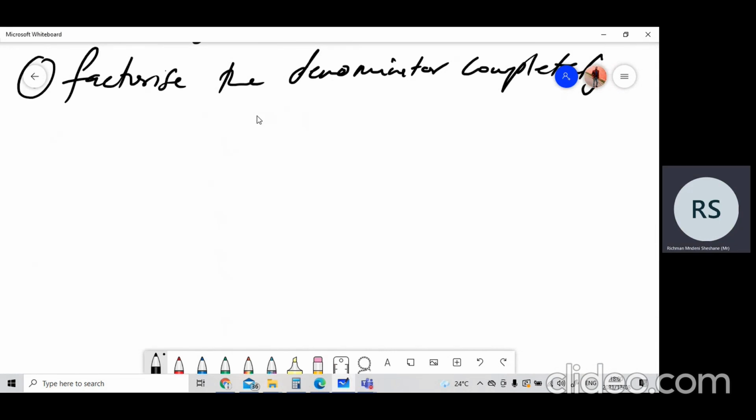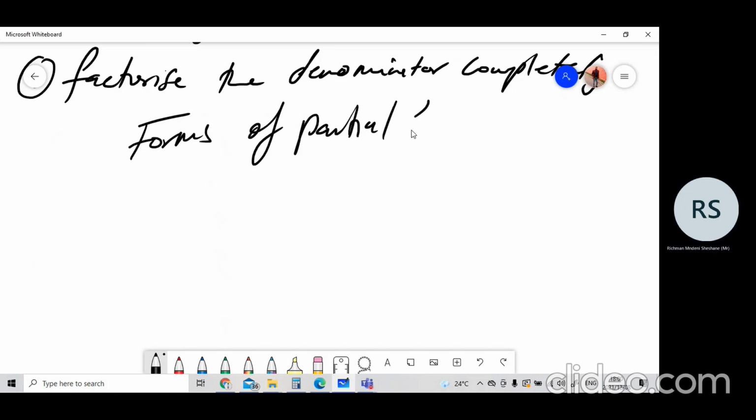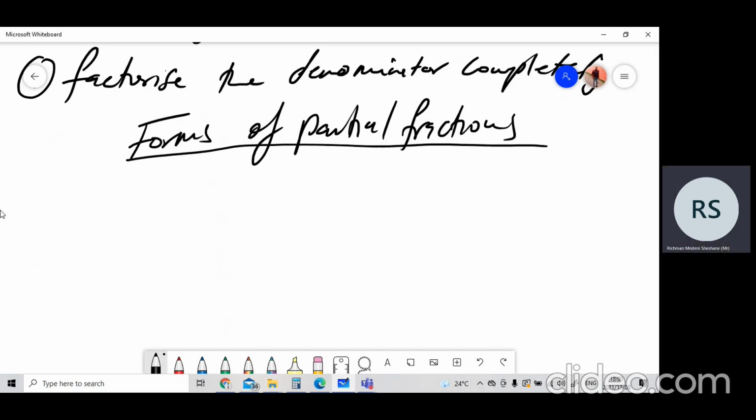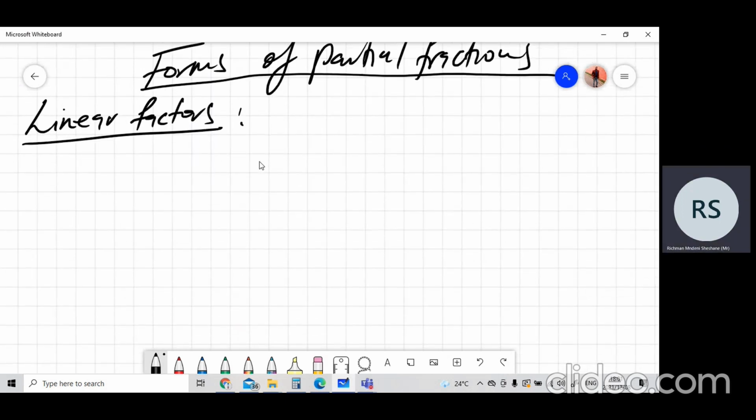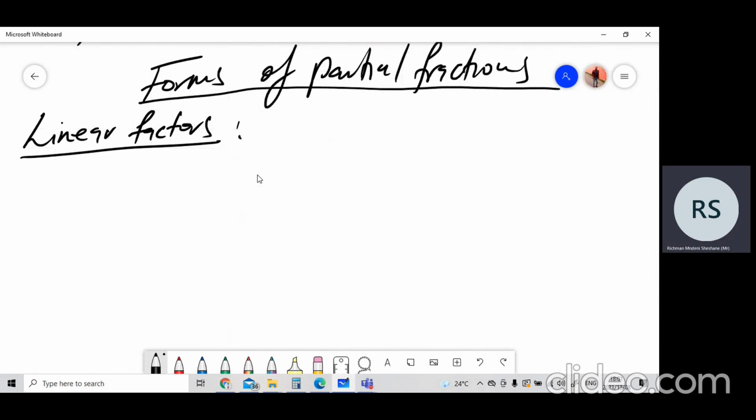We're going to consider the forms of partial fractions that we'll cover in this course. The first one is the linear factor. Linear factors in the denominator, I just explained above. But let's consider this example. Let's consider the linear factors by this example.